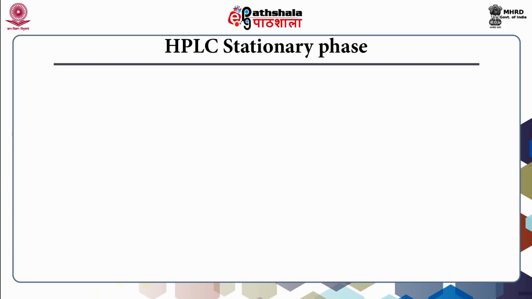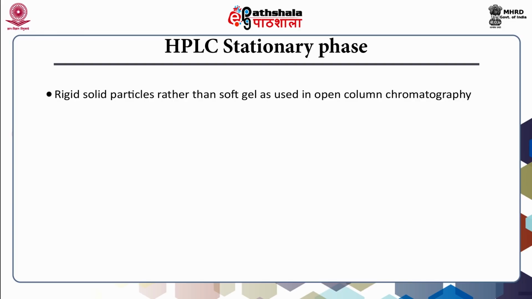HPLC stationary phase particles are mainly rigid rather than soft gel as in open column chromatography. Normally stationary phase particles are the soft gels in case of open column chromatography, but in case of HPLC these particles are solid rigid particles. Why? Because they have to sustain high pressure in the column chromatography. I mean HPLC, that is why the solid particles are more rigid in nature.